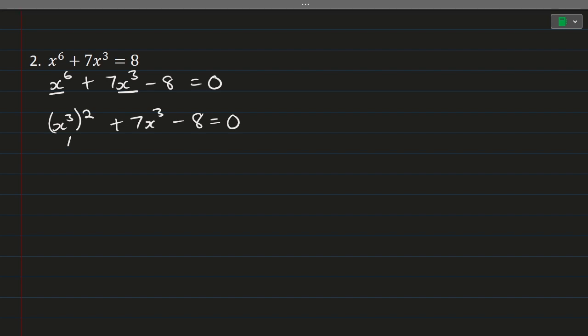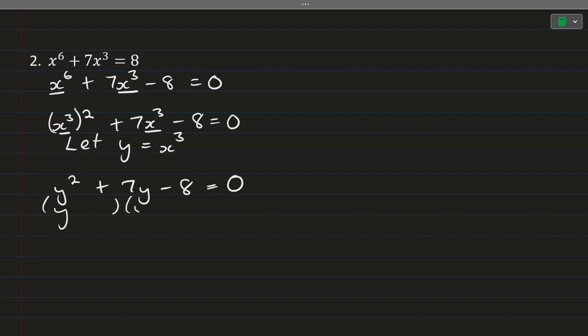Again, let's make our statement. Let y equal x cubed. Wherever there's an x cubed, replace it with y. So it becomes y squared plus 7y minus 8 is equal to 0. Let's use factorization to solve this quadratic. So y is equal to 1 and y is equal to negative 8.